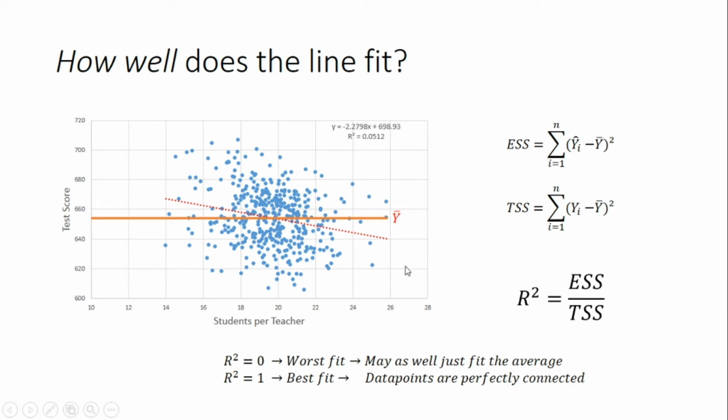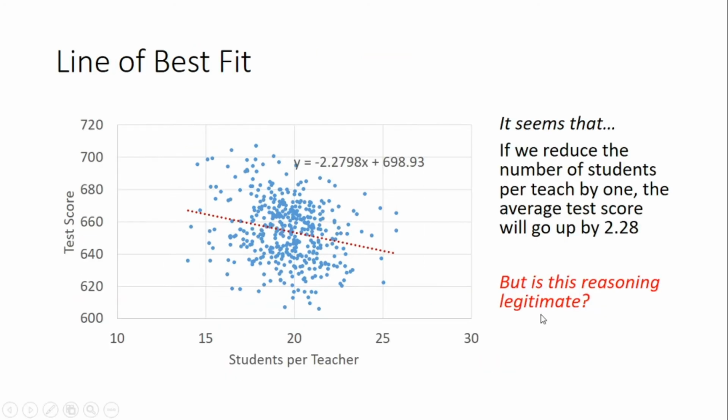So that's essentially what the line of best fit, the R-squared, is telling us. It's a sort of quantification of the goodness of fit. Okay, so we return to our question: we see this correlation between those two variables.